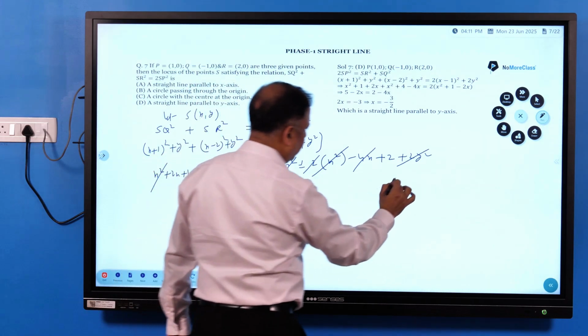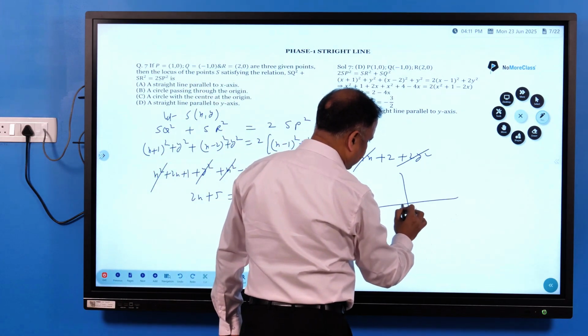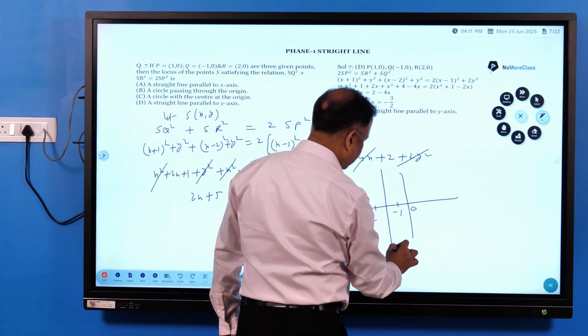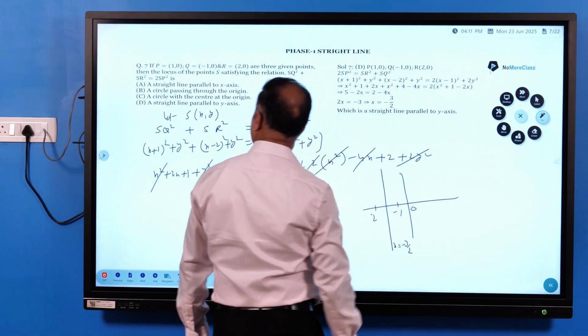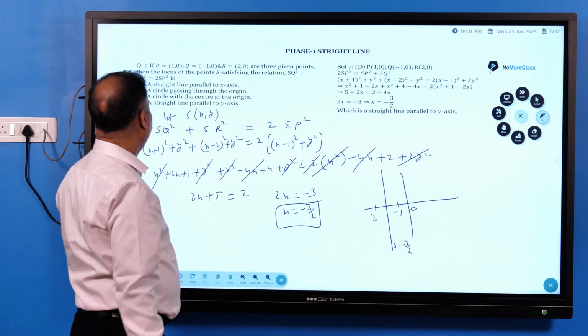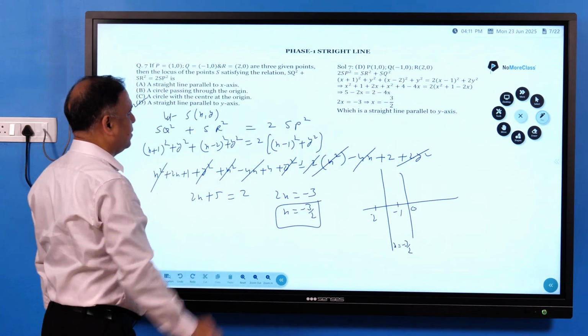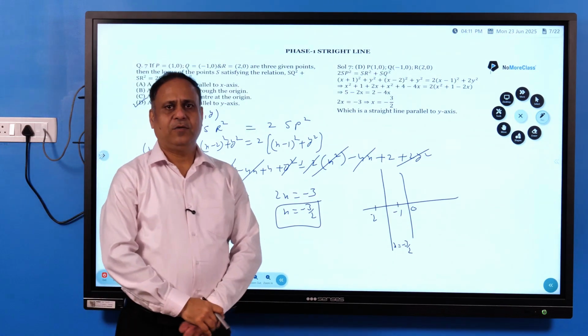x is equal to minus 3 by 2 will be a line like this. This is minus 1, this is minus 2. So minus 3 by 2. x is equal to minus 3 by 2. This will be a straight line parallel to the y axis. So this answer will be correct. So thank you.